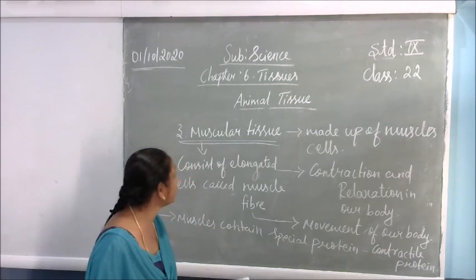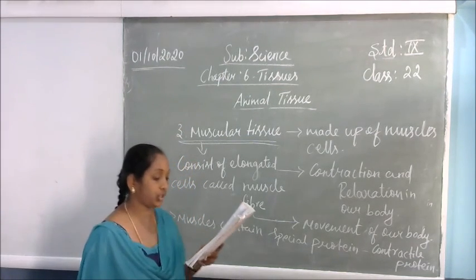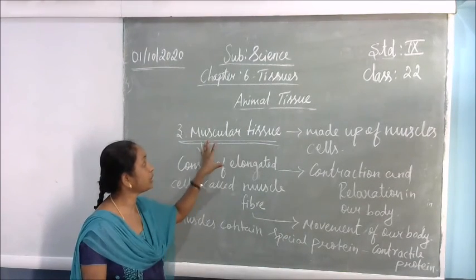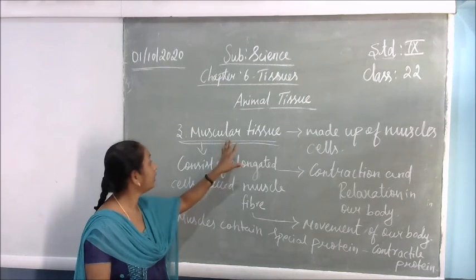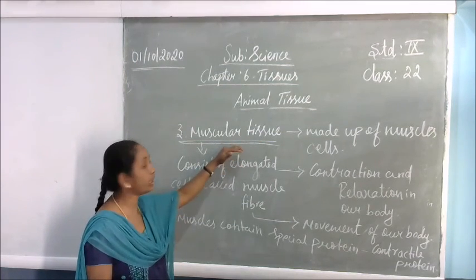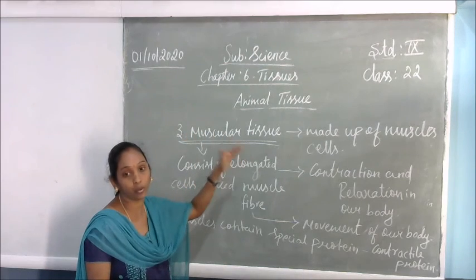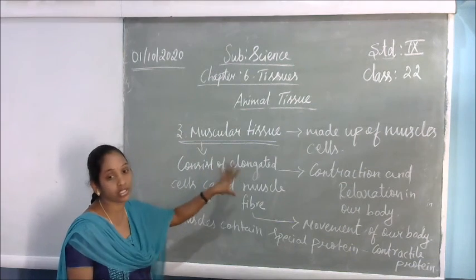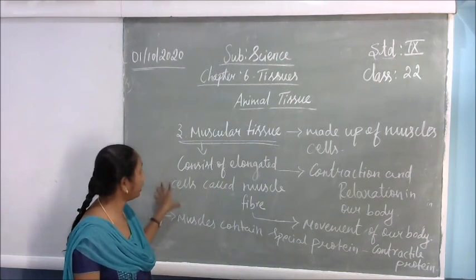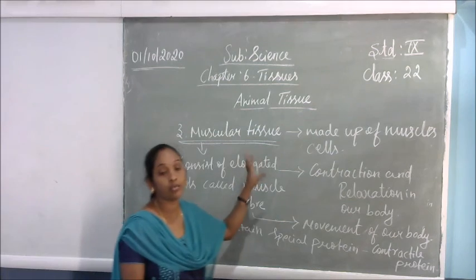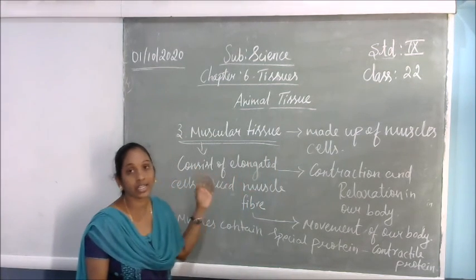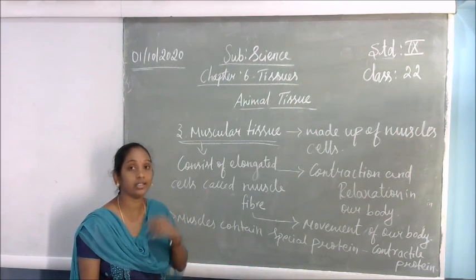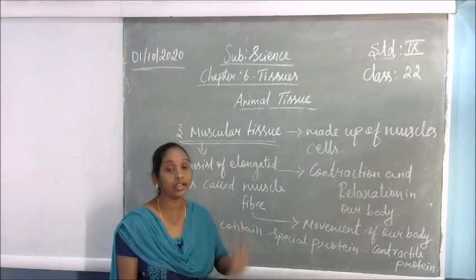Next is nerve tissue. Today in this class we discussed the types of animal tissues. The second one, connective tissues, including blood, bone and cartilage, and the muscular tissues. We discussed what they are made of and what their functions are. The important thing is that muscle tissues are voluntary and involuntary. Our skeletal body muscles are voluntary muscles, but our heart muscles and the iris muscles are involuntary muscles.